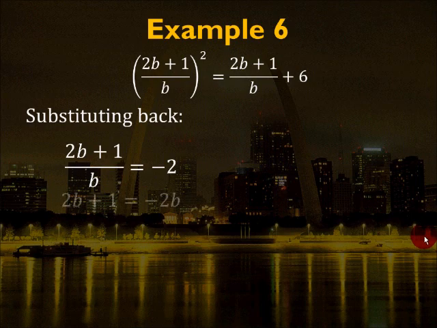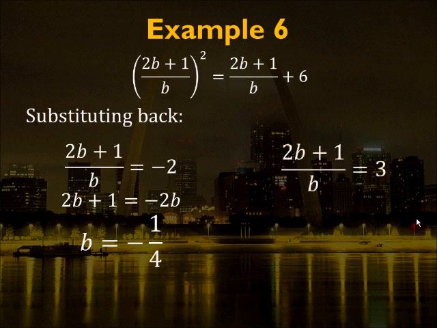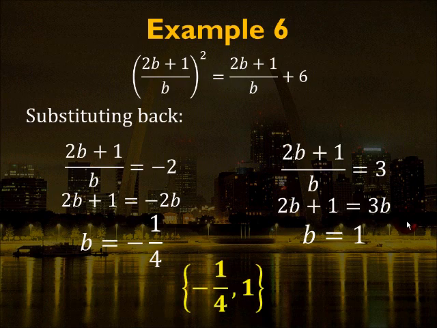We'll do this one first. So just solve this algebraically. Multiply both sides by b. Add 2b to both sides. Subtract 1 and you get b equals negative 1/4. Now let's do the other one. We have 2b plus 1 over b equals 3, and again you're going to do this algebraically, and you get b equals 1. So your solution is negative 1/4 and 1.